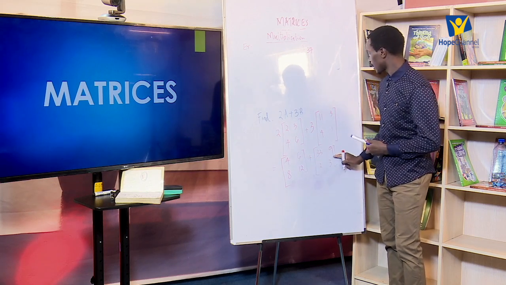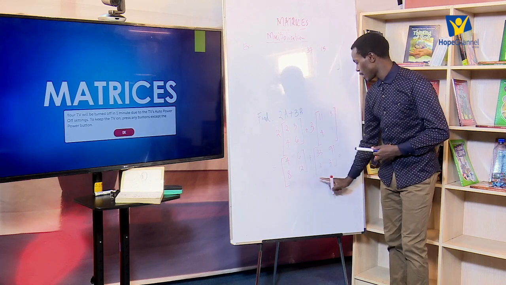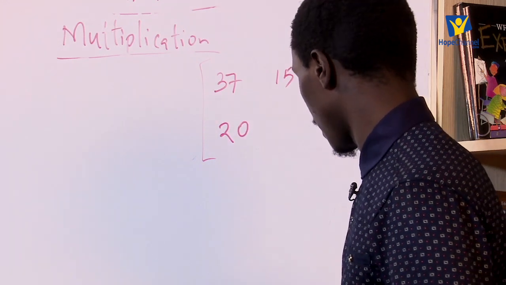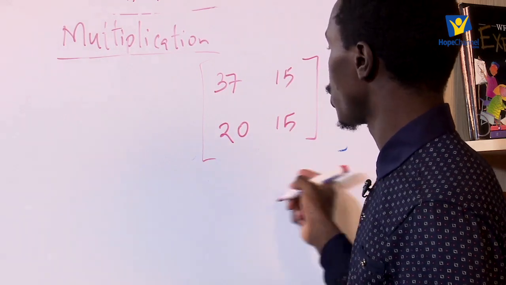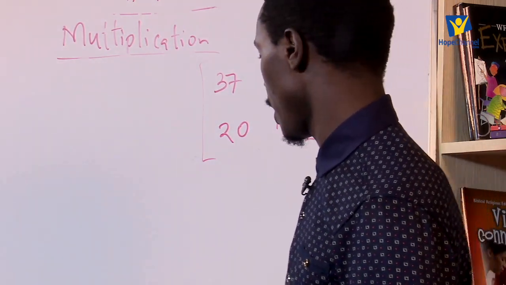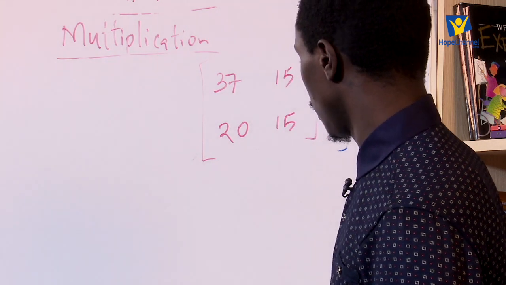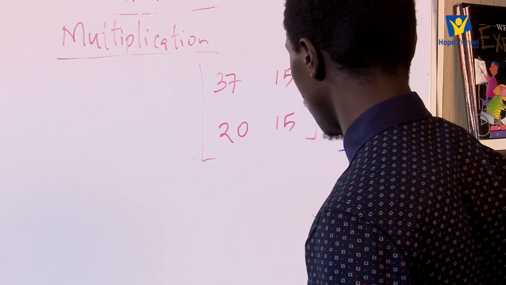Then 6 plus 9 is 15. We also have 8 plus 12 as 20. Then 12 plus 3 giving us another 15 here. So this is the solution for 2A plus 3B. After getting that, you shall have already obtained your solution because you have worked it out correctly.